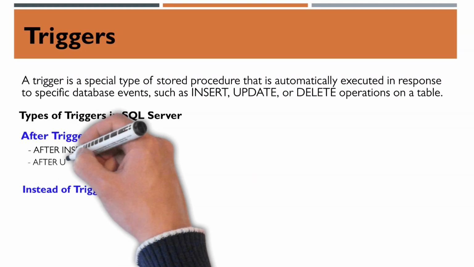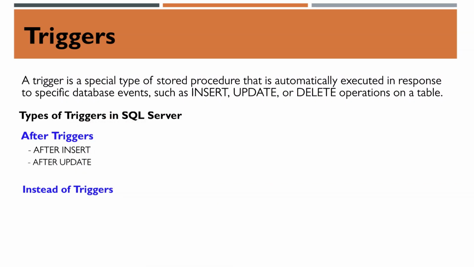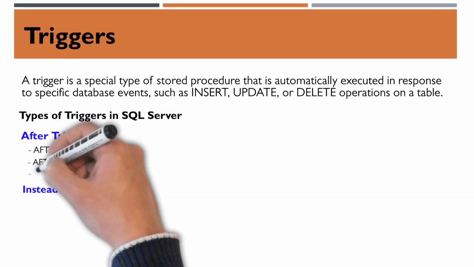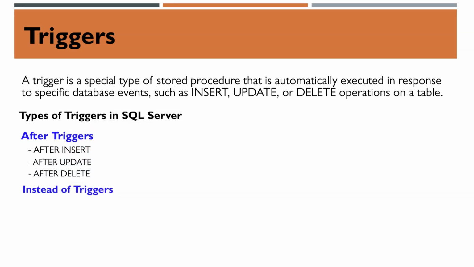Now for the after update trigger, this fires after an update operation is complete. So it's after an update, exactly like what it says. So for example, if a user updates the salary table, you may want to log that update in an audit table after the update is complete. The third one is the after delete, and as the name suggests, it fires after the delete statement is complete.